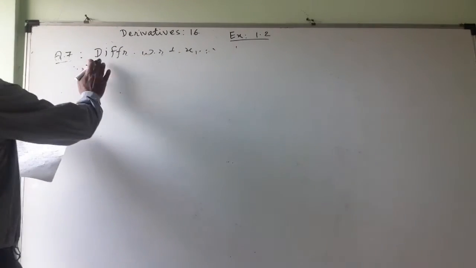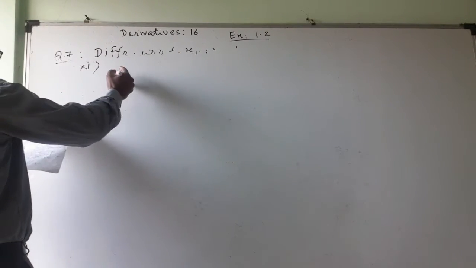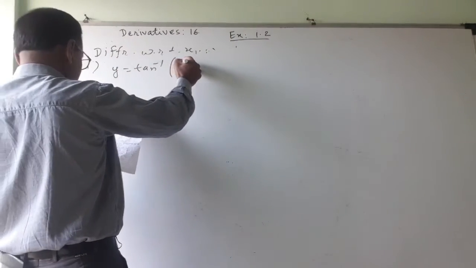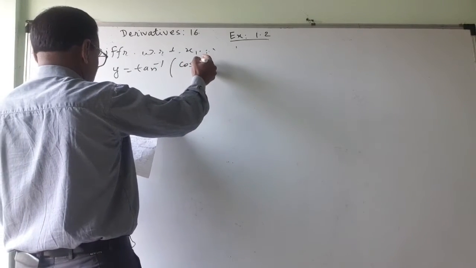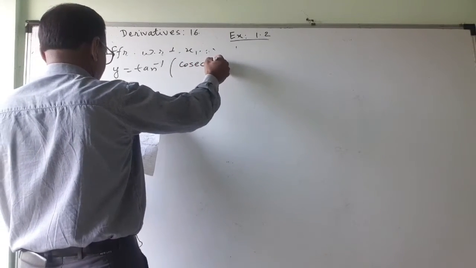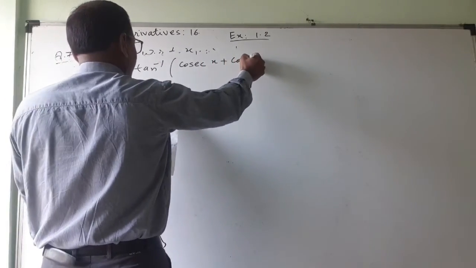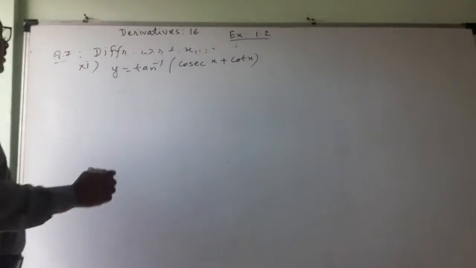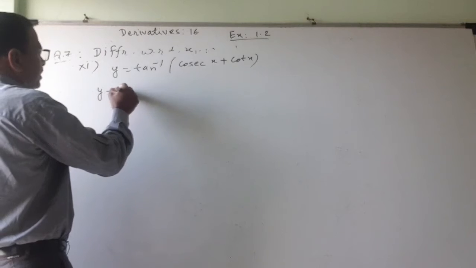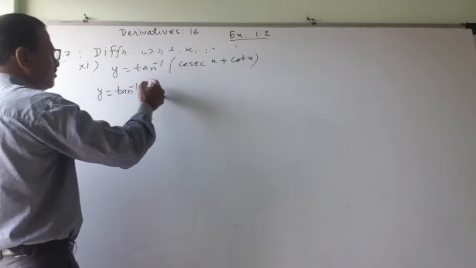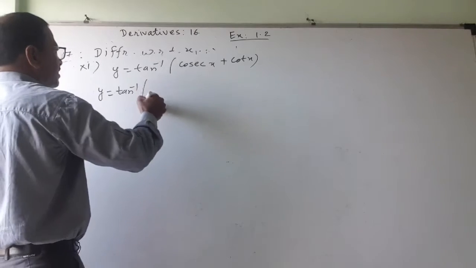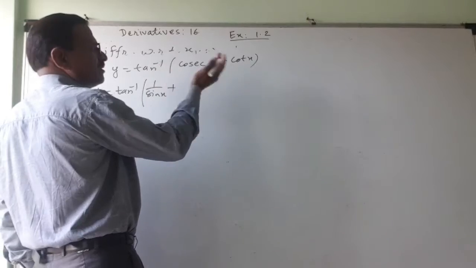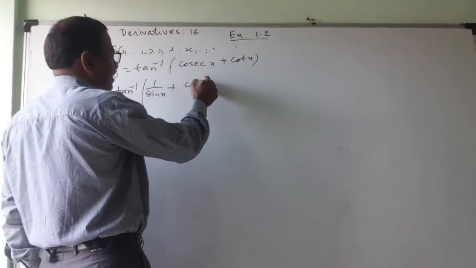Now 11th sum, y is equal to tan inverse of, this is also always asked for 1 or 2 marks, cosec of x plus cot of x. Generally it is a 2 or 3 marks question. So y is equal to tan inverse of, what is cosec? 1 upon sine, 1 upon sine of x. What is cot? Tan means sine upon cos, so cot means cos upon sine.